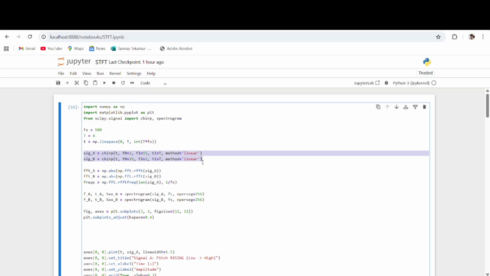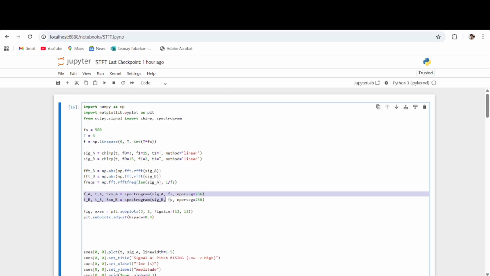Now these two signals are signal A and signal B. These two are standard chirp signals, and this block calculates the fast Fourier transform. And now if you look at this block, this is where we are getting our spectrogram. I'll be showing the spectrogram. Basically, if you look at this part, nperseg equal to 256. What this means is we have 2000 samples, right? So I'll be dividing those 2000 samples into chunks of 256 samples.